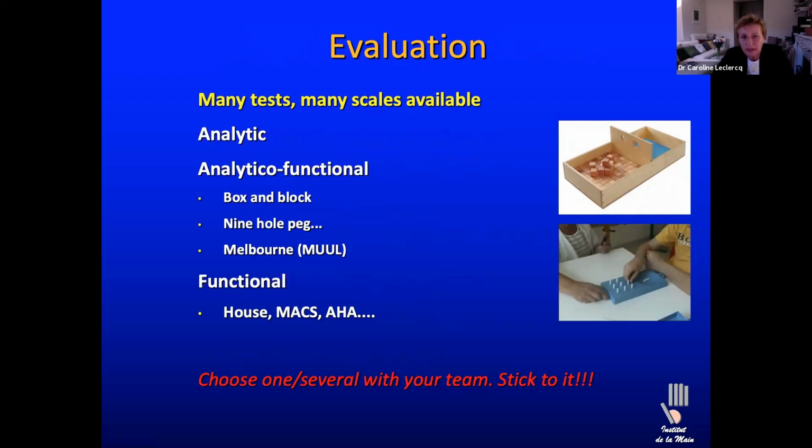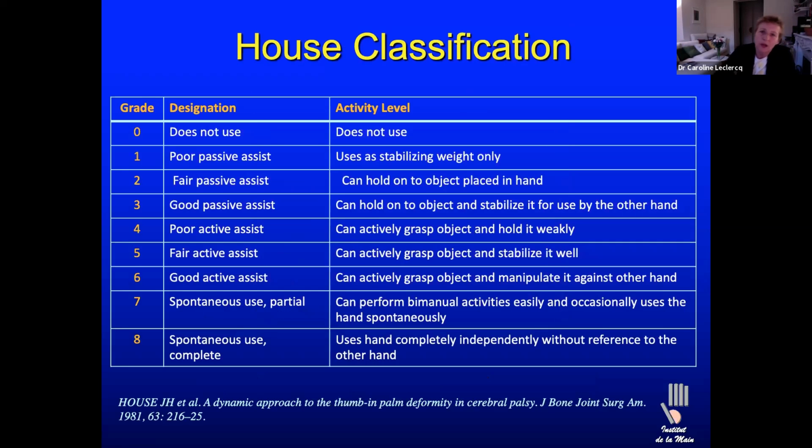So there have been many tests, there have been many scales which have been described. Some are mostly analytic, some are both analytic and functional, and here I've shown you the box and block test, the 9-hole peg, and so forth. Some are purely functional, like the AHA test I showed you earlier. What you need to do is choose one or choose several. Sometimes we need to choose several and stick to them. So this way, you're going to be able to evaluate your patients pre-operatively and compare them to the post-op and compare them between themselves. I like the House classification designed by Jim House in 1981.